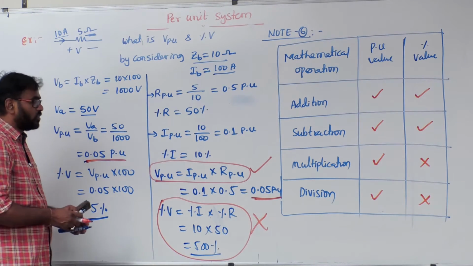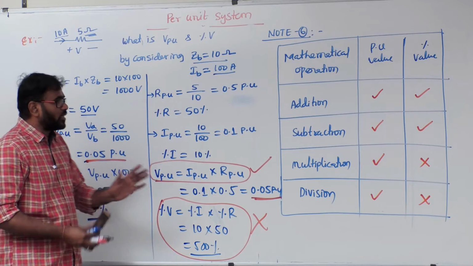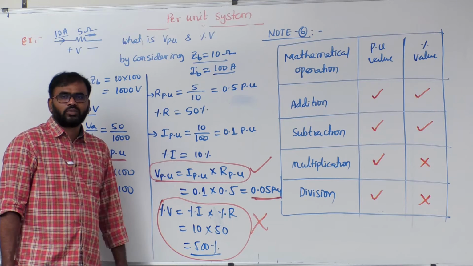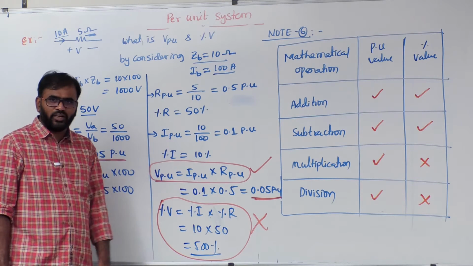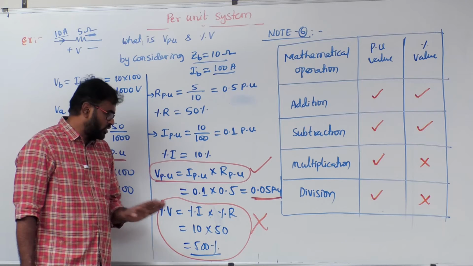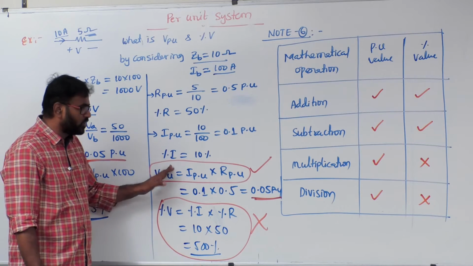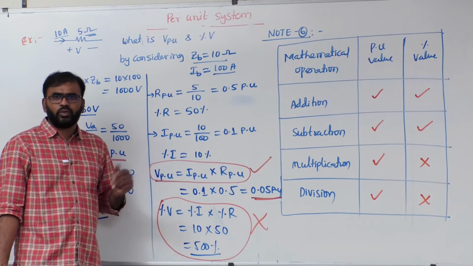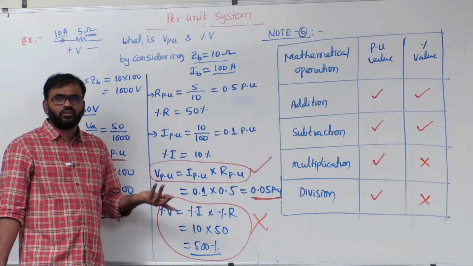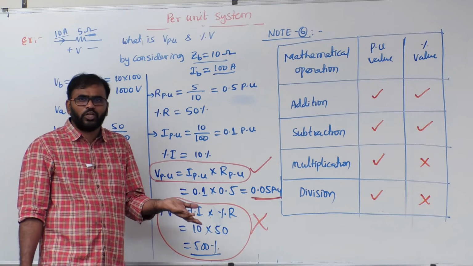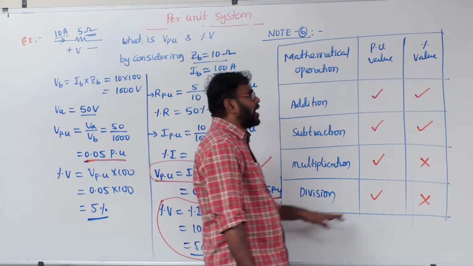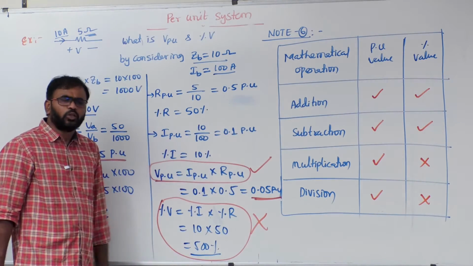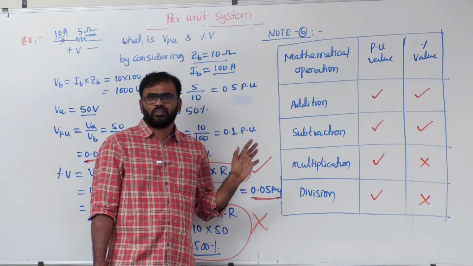No. So finally the point is, when you are doing multiplication and division, don't do it with percentage numbers. Do it with per unit numbers. Now a simple point I can say here: Ohm's law is not valid with percentage system, but it is valid with per unit system. Ohm's law means multiplication and division. V equal to I into R, multiplication. I equal to V by R, division. So Ohm's law is nothing but multiplication and division. That's why Ohm's law is not valid for percentage system, but valid for per unit system.